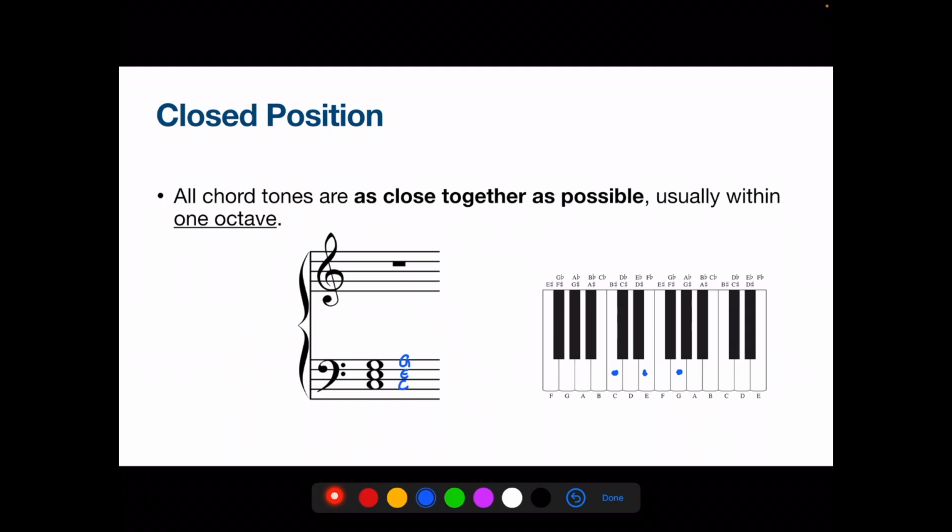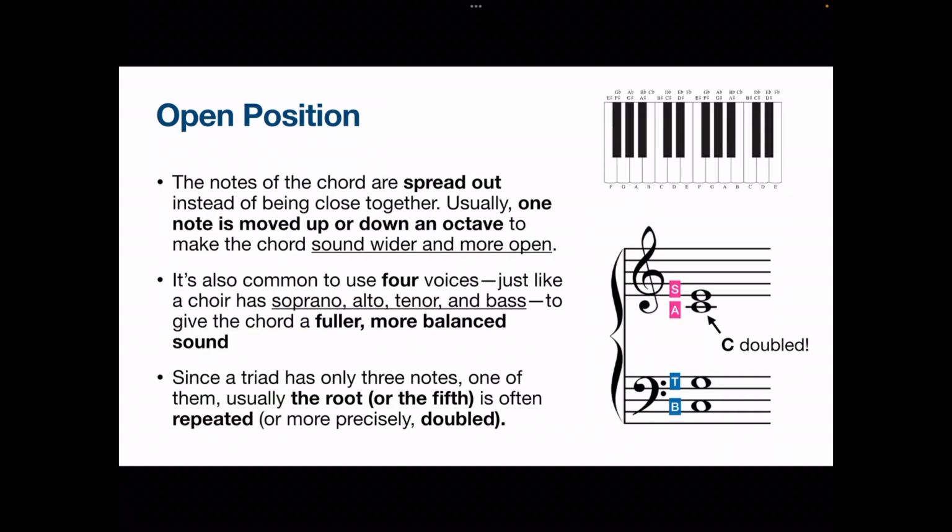Now, in contrast to this, what we have is called open position. In open position, the notes of the chord are spread out instead of being close together. Usually one note is moved up or down an octave to make the chord sound wider and more open. Let's look at this example on the right. We have a C, a G, and then a C again, and then E. If you reduce it down, it's basically C, E, and G, the same thing that we heard before.